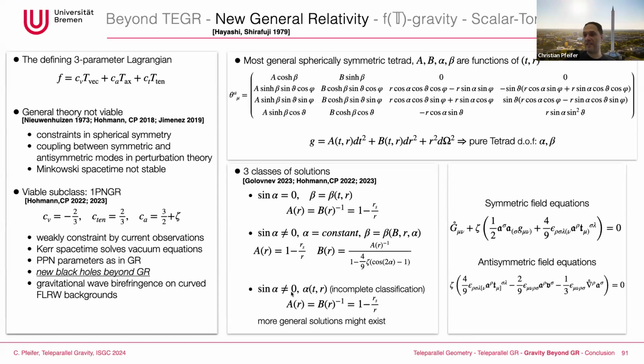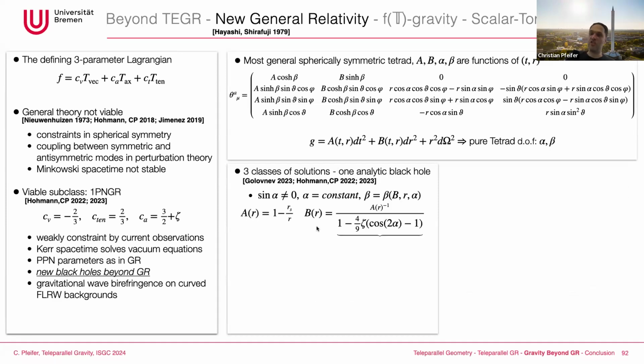And then for the most general case, we only have an incomplete classification. We could not solve the field equations if we don't assume that alpha is constant. We find that under certain conditions, namely assuming that A is equal to the inverse of B, then only Schwarzschild solves, and alpha and beta can be determined but don't play a further role. However, if we do not assume this, there might exist more general solutions. But in this sense, what we find here is that one-parameter new general relativity allows for a teleparallel black hole generalization, an analytic generalization of the Schwarzschild geometry, which is predicted by this theory.